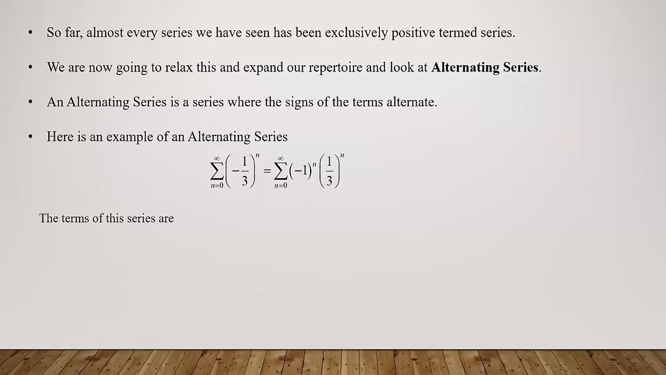Now let's look at the terms of the series. It doesn't matter how we write it. Starting off at n equals 0, the terms of the series are positive 1, minus 1/3, plus 1/9, minus 1/27, plus, minus, and so on. So notice how the terms of the series, successive terms, alternate in sign. That is what makes this an alternating series.